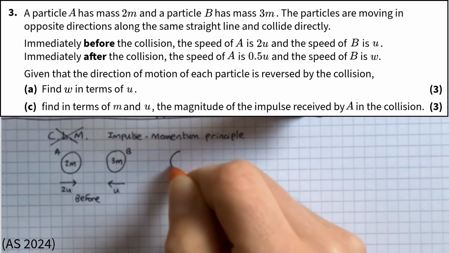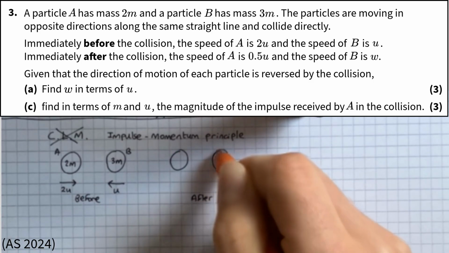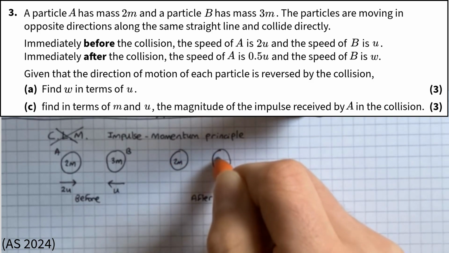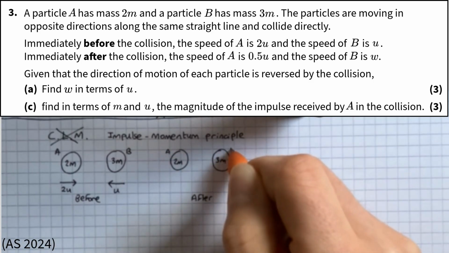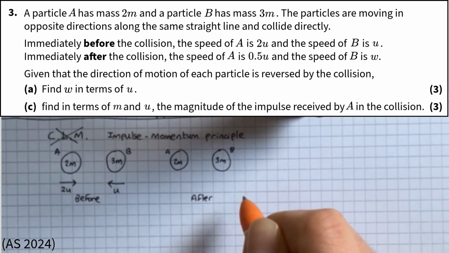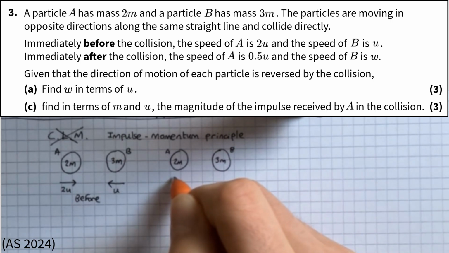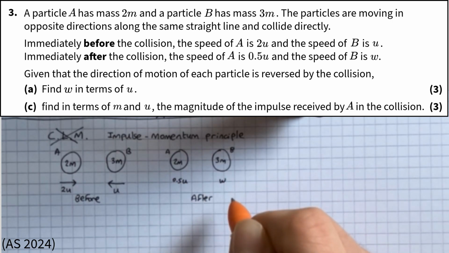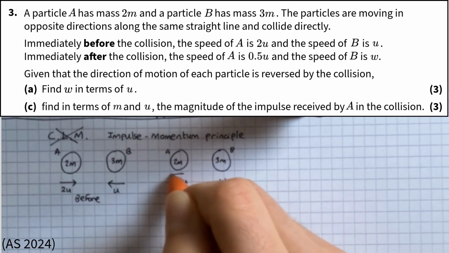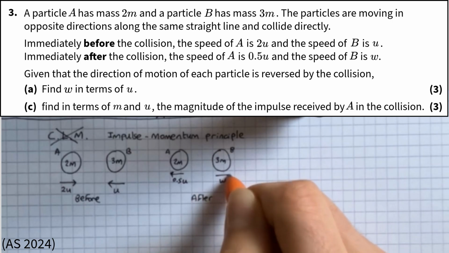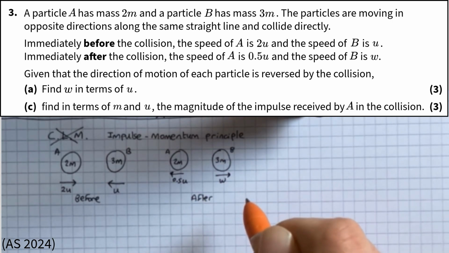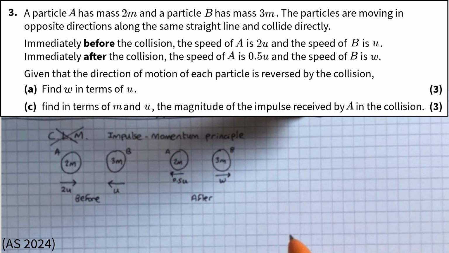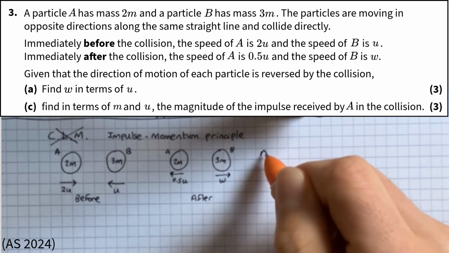That's before. Let's consider afterwards. The masses haven't changed, so I'm going to write 2m and 3m. We're given the speeds for A, which is 0.5u, and B, which is w. And you'll notice in the next sentence it says that the direction of each particle is reversed. So the arrow for A is going to the left and the arrow for B is going to the right. So the way I'm going to do this question is actually going to get the answer to part C first. But as I say, if you know the conservation of momentum, you're going to get part A first.